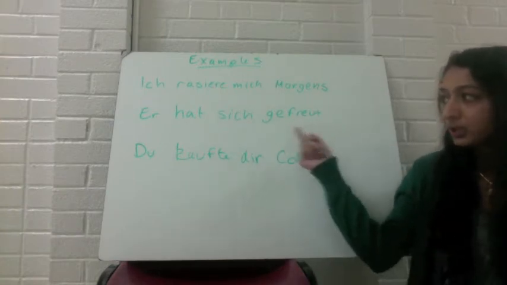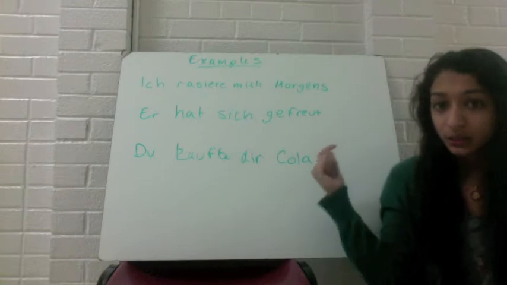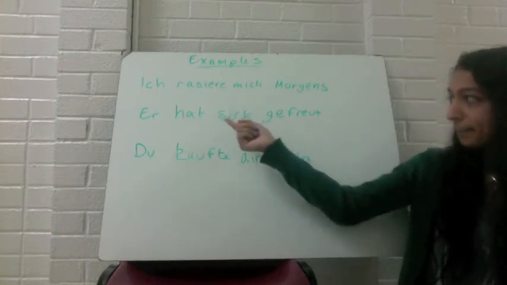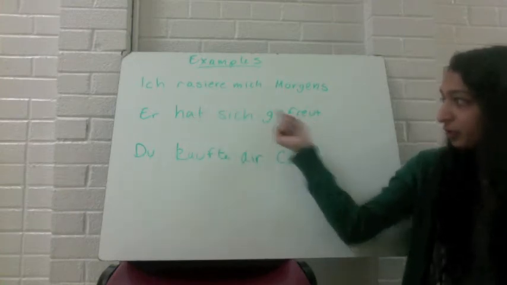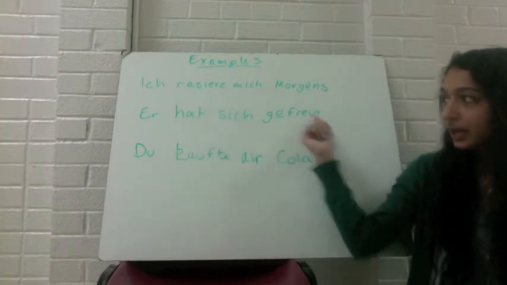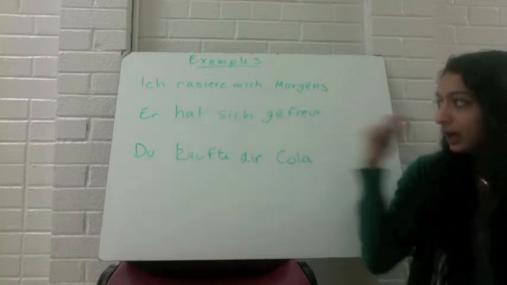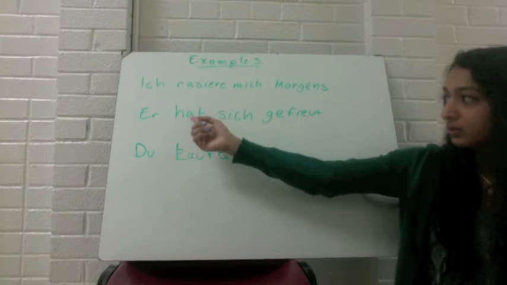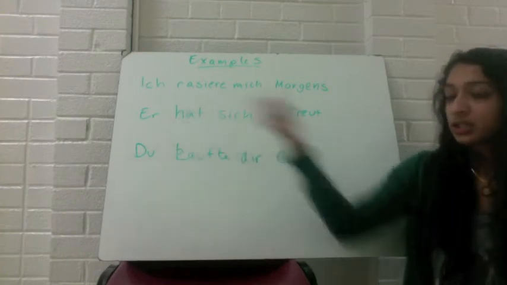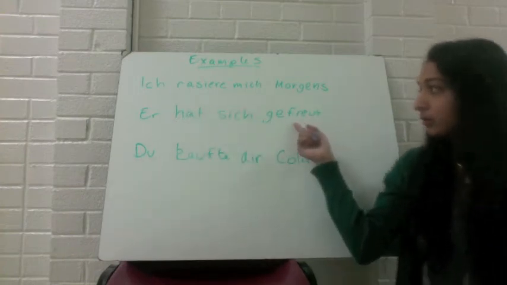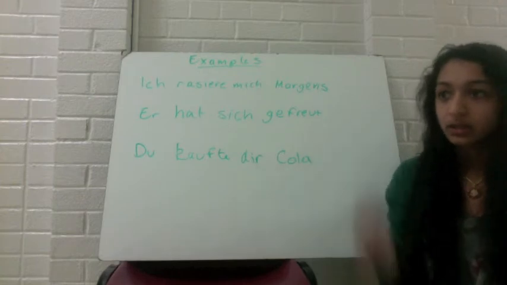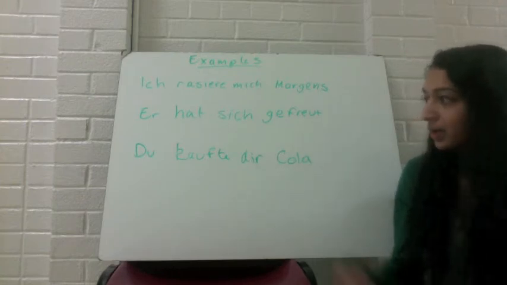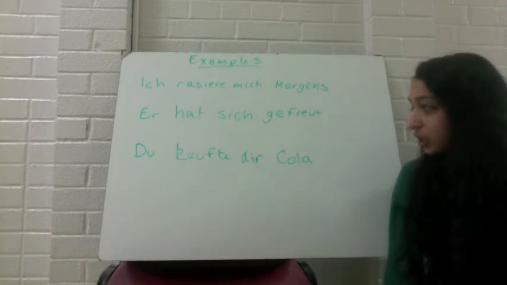One more example is hat sich gefreut. This one is in past tense, so the verb that would normally go here goes to the end and is replaced by hat, and the verb in second place is the one that's conjugated, and the original stem goes to the past tense. And our last example is du kaufte dir Cola.